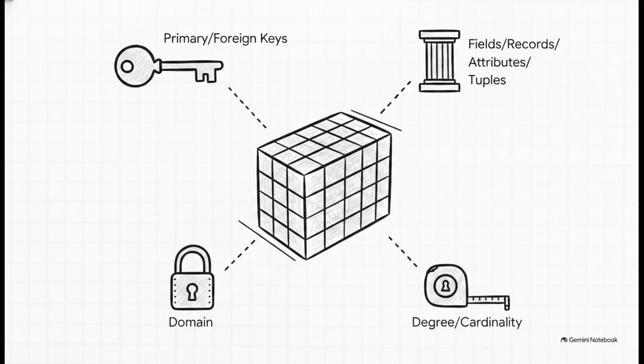To wrap this whole thing up, we've gone on quite a journey today. We started with the basic table, field, and record. We uncovered how primary and foreign keys link everything together, upgraded our vocabulary to attributes and domains, and finally learned to measure our tables using degree and cardinality. That right there is the absolute core foundation of relational databases.